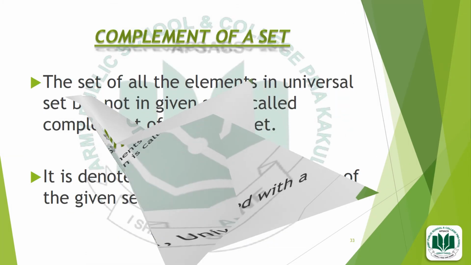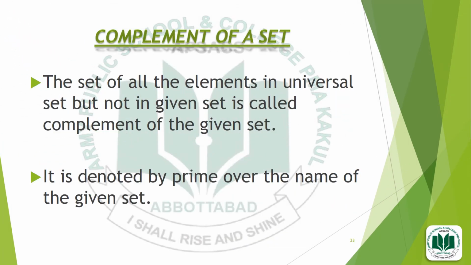Complement of a set. The set of all the elements in universal set but not in the given set is called the complement of the given set. It is denoted by prime over the name of the given set. Now let's discuss with the help of an example.